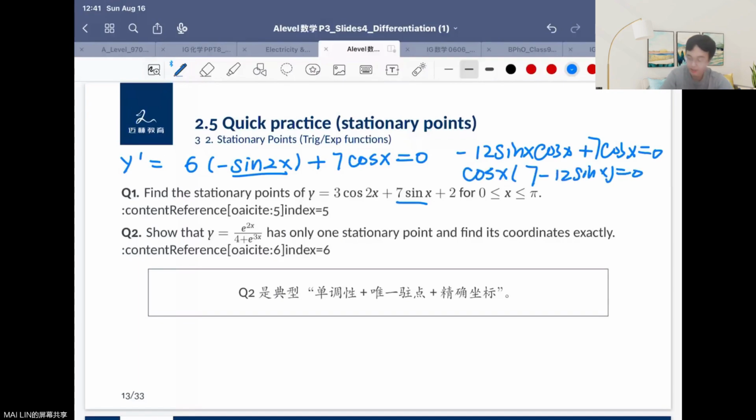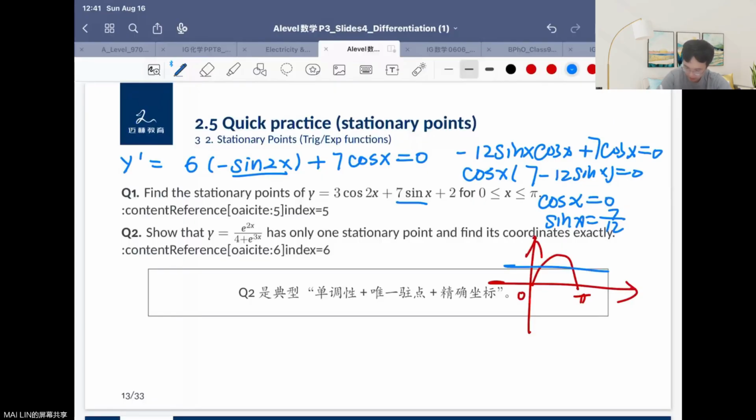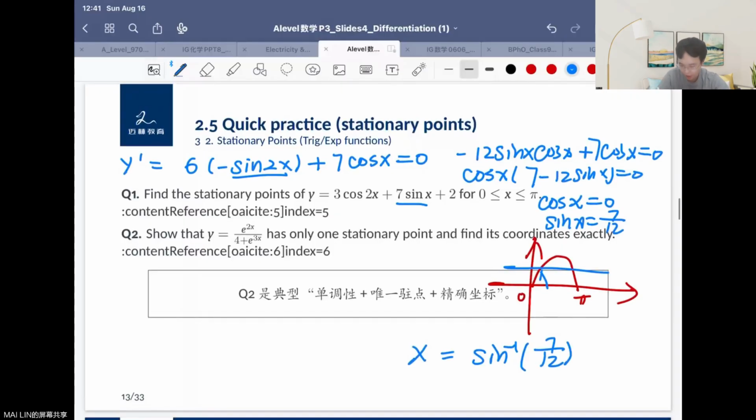And you can calculate it here. We have two kinds of solutions. The first is cosine x equals 0, and the second is sine x equals 7 over 12, right? So you can draw a graph here. For sine x from 0 to pi, we have two intercepts, right? You can first calculate the x value using the inverse sine function of 7 over 12, and we get the point x1.